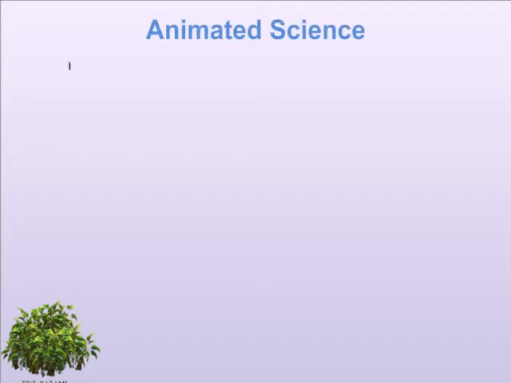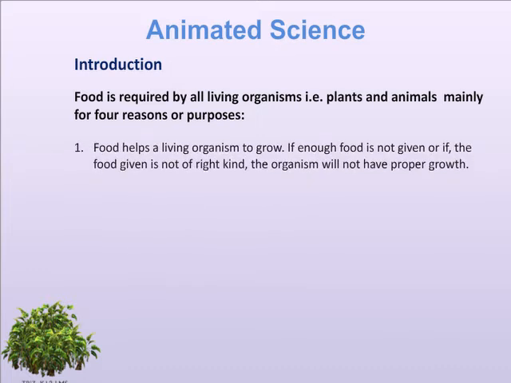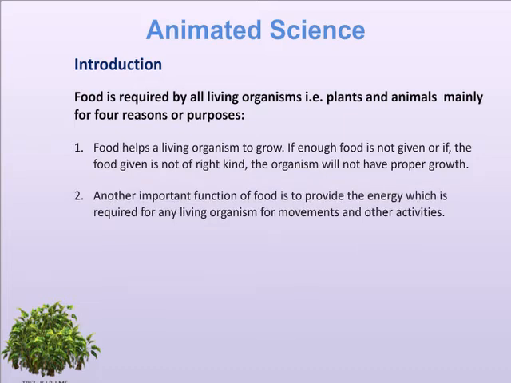Animated Science. Introduction. Food is required by all living organisms, that is, plants and animals, mainly for 4 reasons or purposes. Food helps a living organism to grow. If enough food is not given, or if the food given is not of the right kind, the organism will not have proper growth. Another important function of food is to provide the energy which is required for any living organism for movements and other activities.